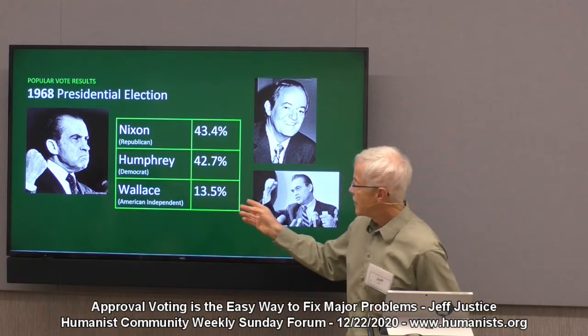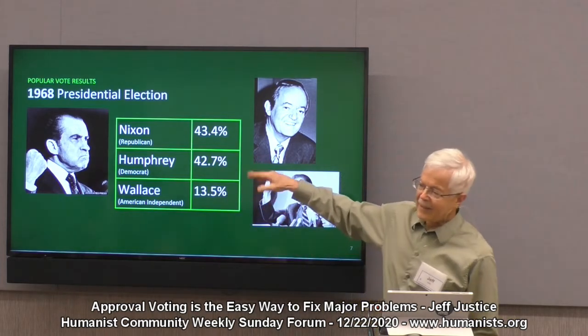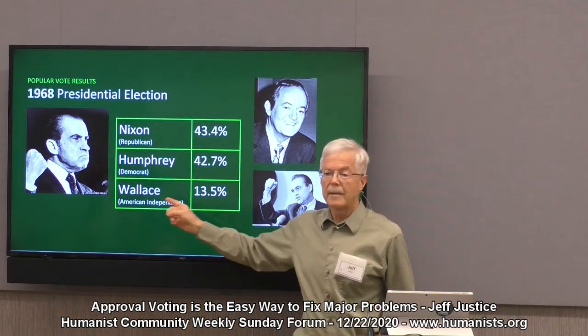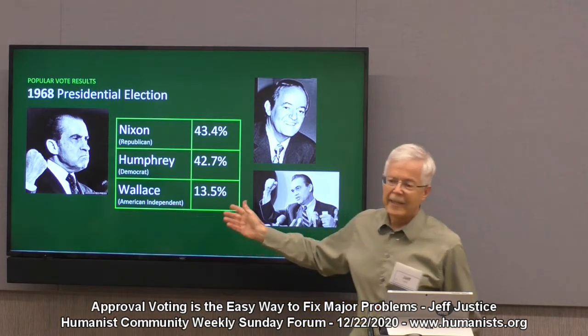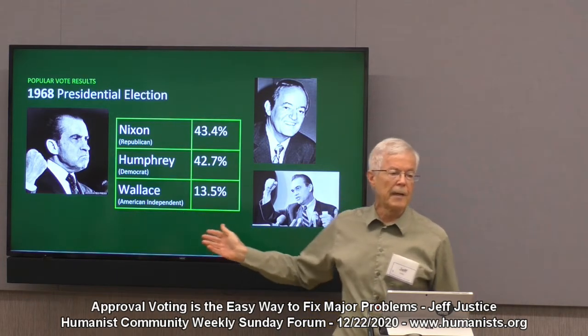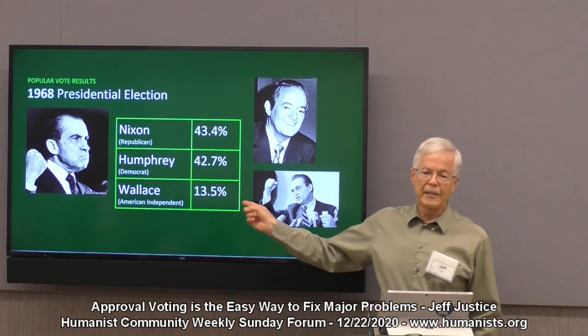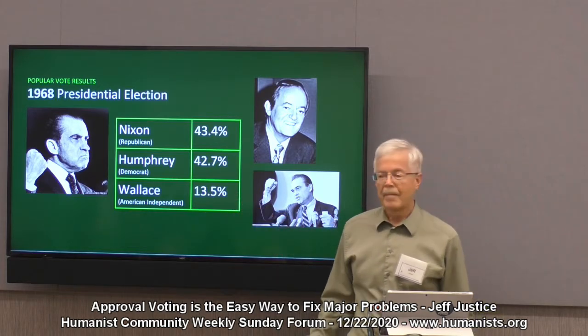So this is a case where it's in that gray area between a split and a spoil. George Wallace really didn't have a chance, so in that respect you would call him a spoiler. But he did take over 13% of the national vote.